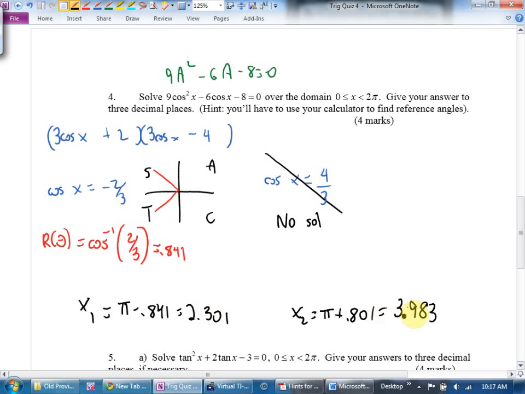I said to you the disadvantage with radians is it's harder to guesstimate where you are on the circle. But if you know that pi is 3.14 and 2 pi is 6.28, you can kind of rough guess where you're supposed to be. It's doable. If you got this and this and crossed that out and said no solution, you get full marks, 4 out of 4.